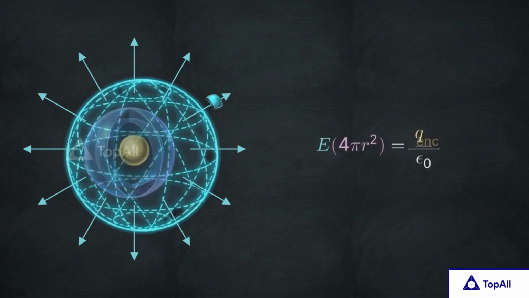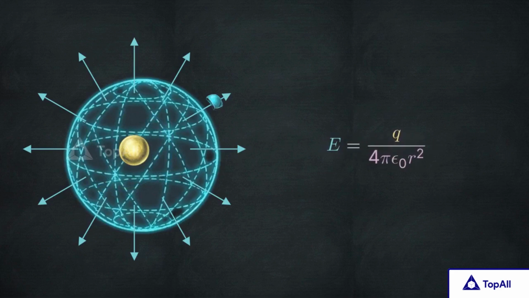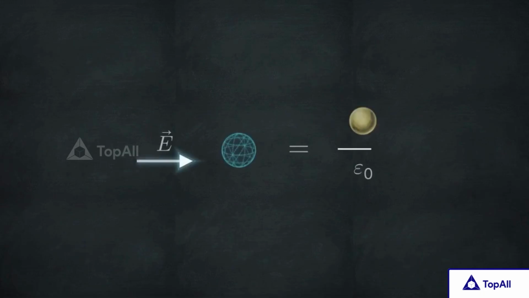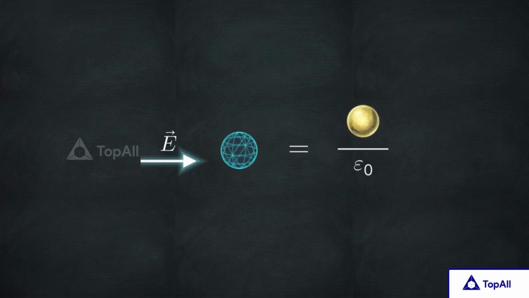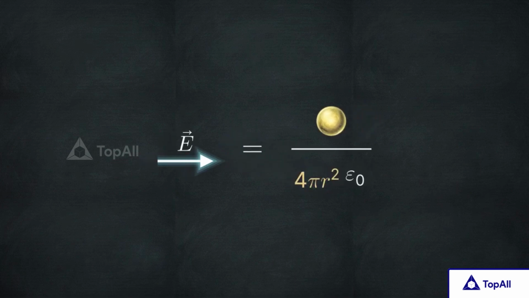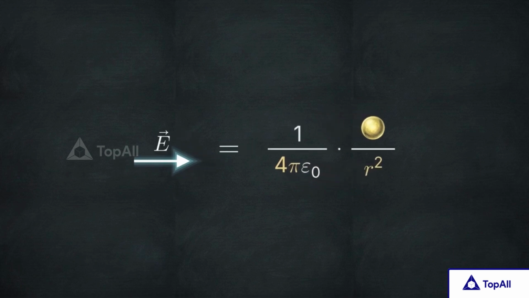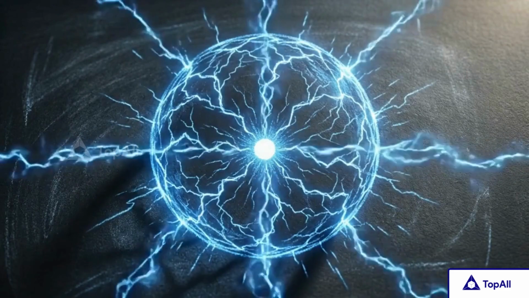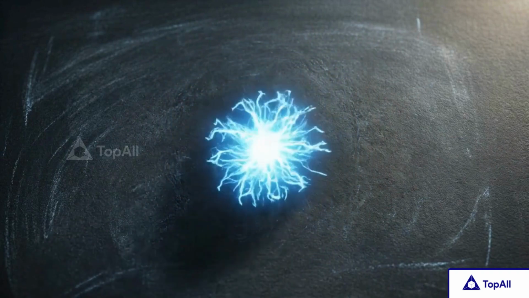Now we look at the right side, the total charge trapped inside our Gaussian bubble. Because the surface completely surrounds the shell, the enclosed charge is simply the shell's total charge, Q. Bringing both sides together, we get E times 4 pi r squared equals Q over epsilon naught. Solving for E gives us the final formula, 1 over 4 pi epsilon naught times Q over r squared. This is exactly the formula for a point charge. It proves that for any point outside the shell, the field acts as if the entire charge were concentrated at the center.